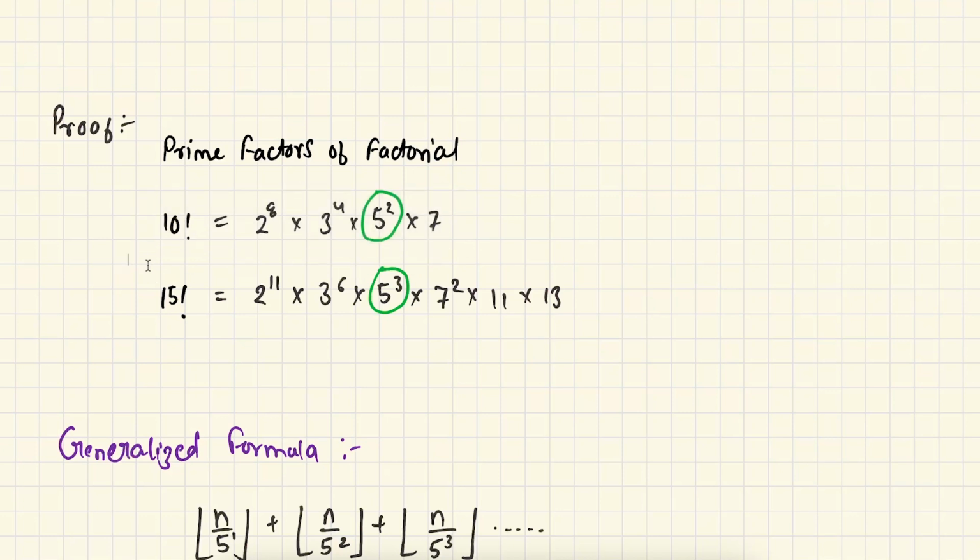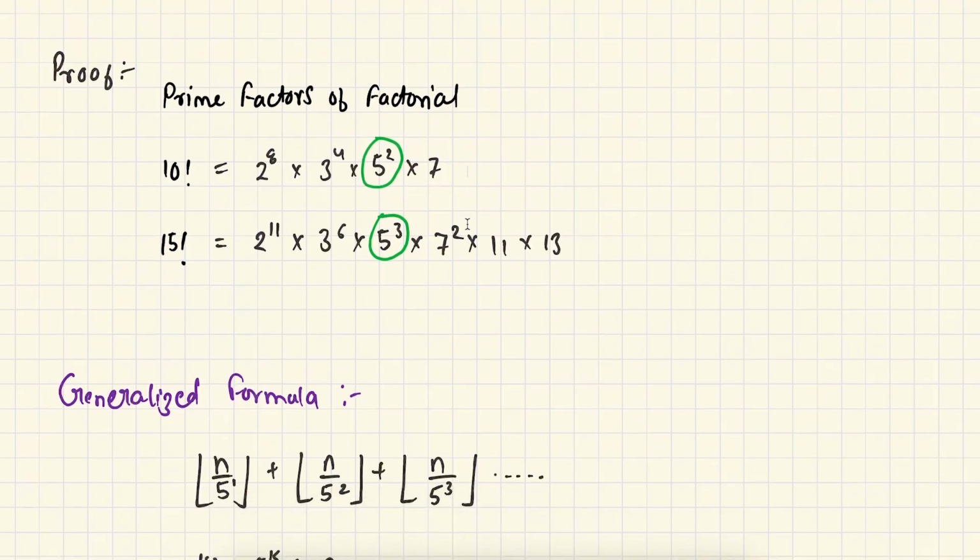Similarly, if we compute the factorial of 15, we get one number, okay? And if we write the prime factors of that number, it comes out to be 2 to the power 11 into 3 to the power 6 into 5 to the power 3 into 7 to the power 2 into 11 into 13. Here the maximum power of 5 is 3. It means the number of trailing zeros in factorial of 15 is 3. So it means our approach is correct. We are counting 5, right? And in prime factorization of 10 factorial also we are counting 5.